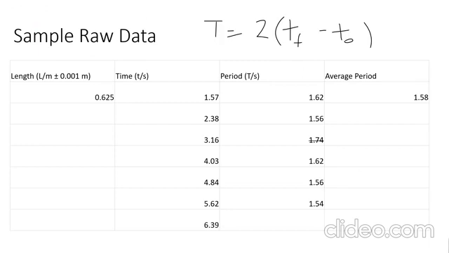The time refers to the time of one of the peaks, and the period is calculated by one of these times subtracted by the previous time, all multiplied by 2. And the average period is calculated as the average of all these periods. The value 1.74 seconds was omitted as an outlier.